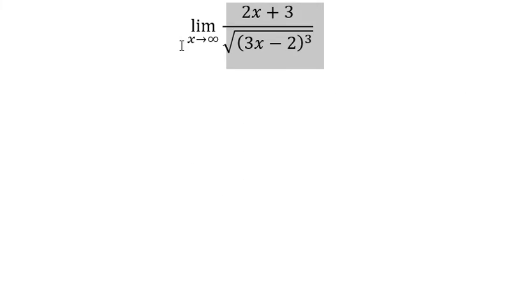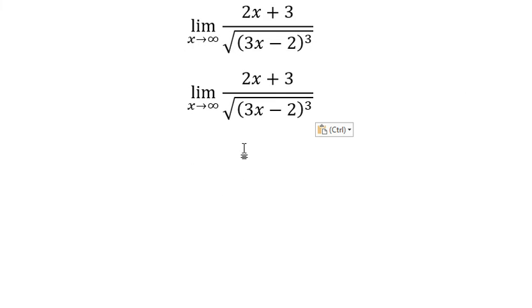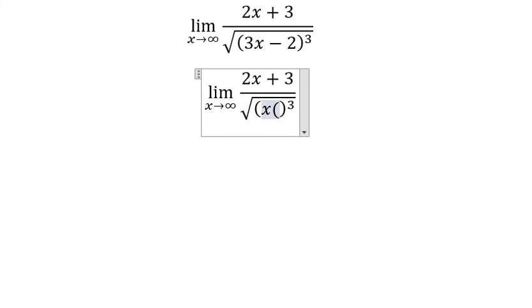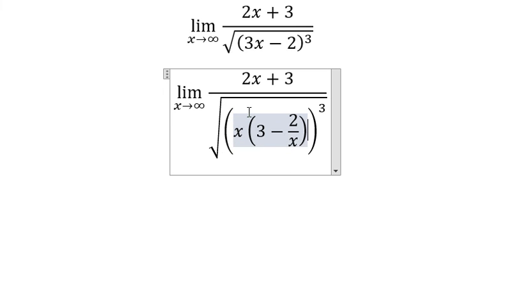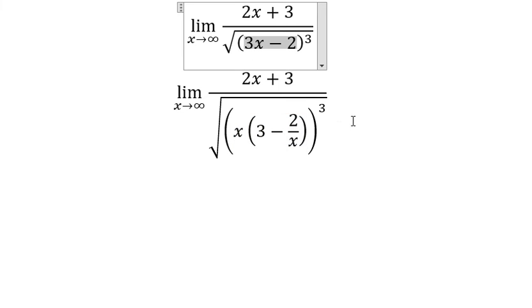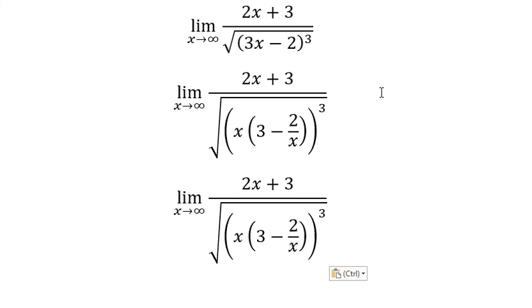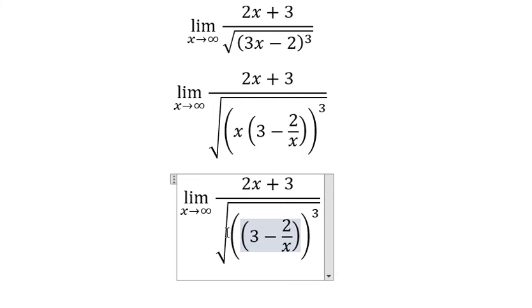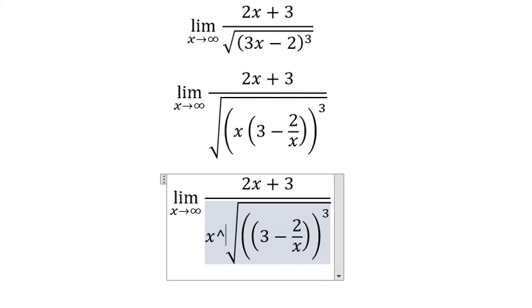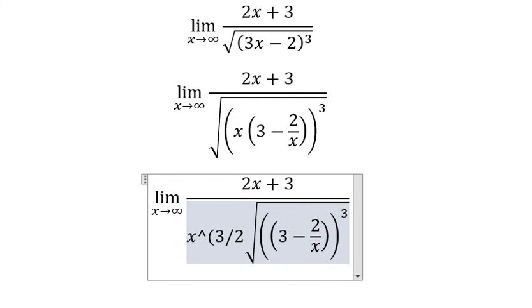Question number 2. We can do factorization in here. Because x multiplied by 3 minus 2 over x, you got this one. So if I put x outside, you got about x to the power of 3 over 2.